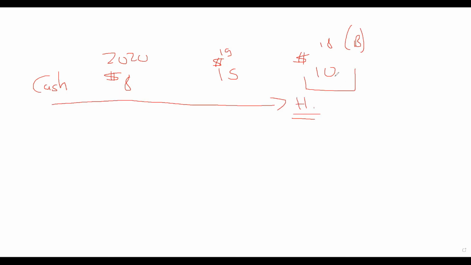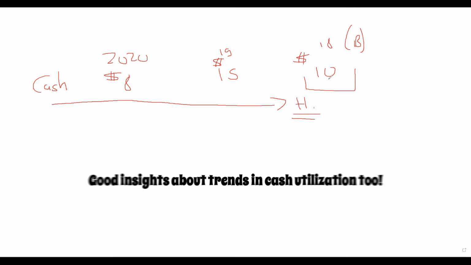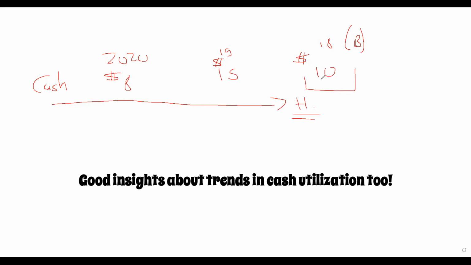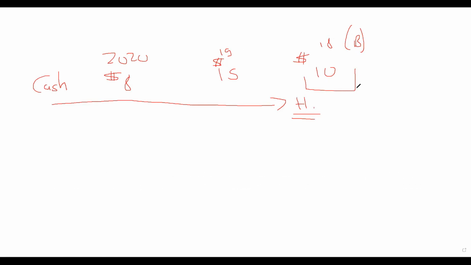So when we pick the common size horizontal and we pick a base year, we compare 19 to 18 and 20 to 18, not 20 to 19, because this is the base year. If we compare to a base year, this is a common size horizontal. If we look at the percentage change year on year, this is not common size, because common size horizontal always depends on the base year.